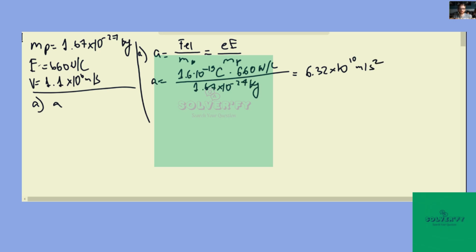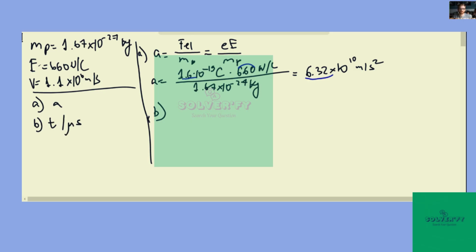We can keep three significant digits because that's the number in the electric field, but this is just a constant, so we can add more decimals if needed. But anyway, that's the acceleration. Now we have to calculate how long it takes the proton to reach the speed. And I presume that we have to calculate this time in microseconds.